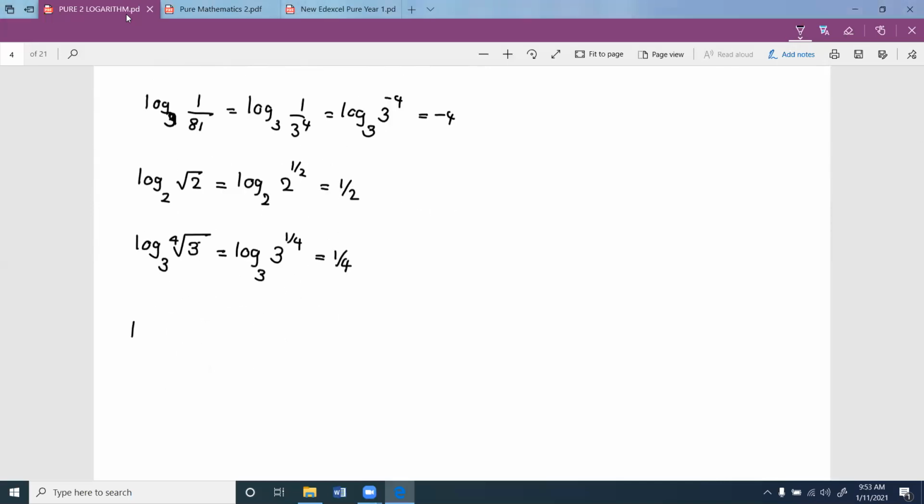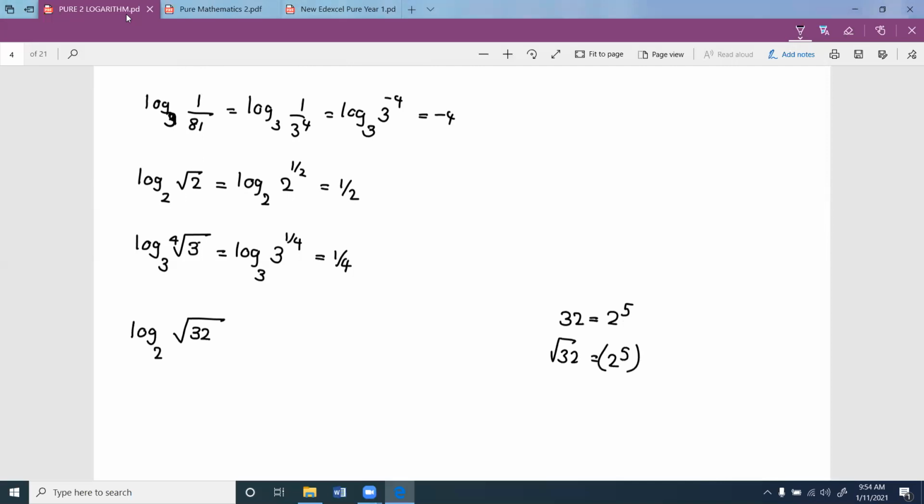If I ask a question like this, log, I'll make it a little bit more complex. Log 2, they ask about square root of 32. Now you need to make a little bit of simplification. 32 is 2 to the power how much? 32 is 2 to the power 2, 4, 8, 16, 32. That is 5.